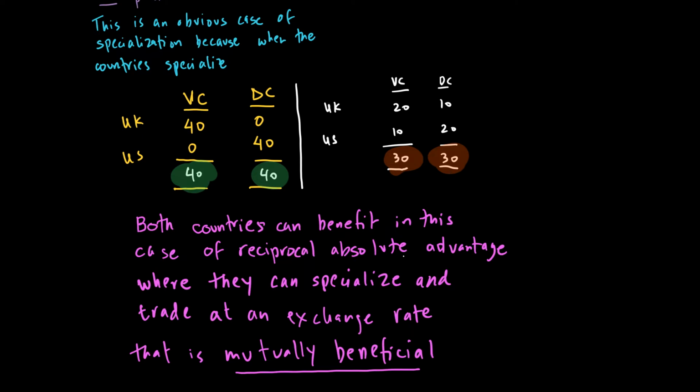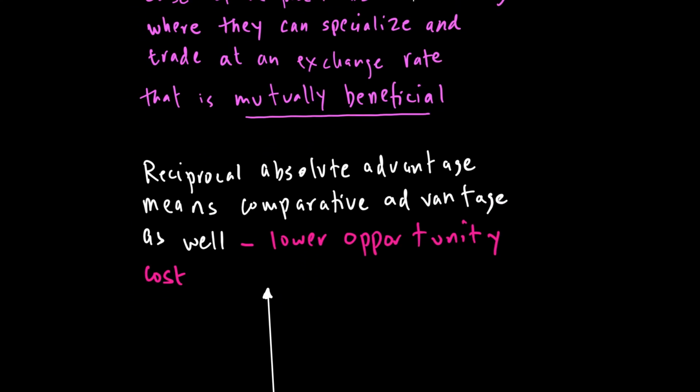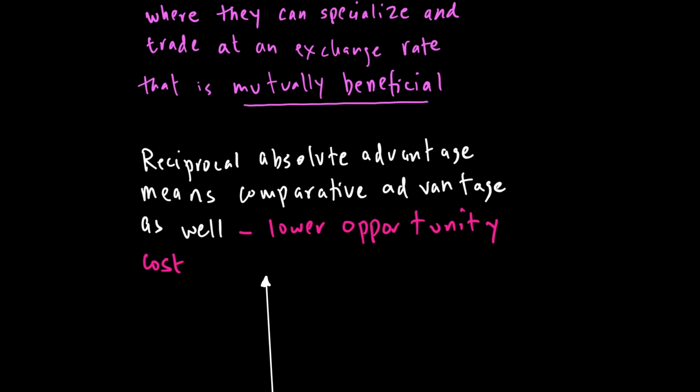Now, one thing we need to understand is also the idea that when you have a reciprocal absolute advantage, it also means comparative advantage, and I want to show that in terms of our working. What we are saying is that reciprocal absolute advantage also means comparative advantage is taking place, and that's why it becomes an important basis for trade. So let's see this in terms of a diagram.